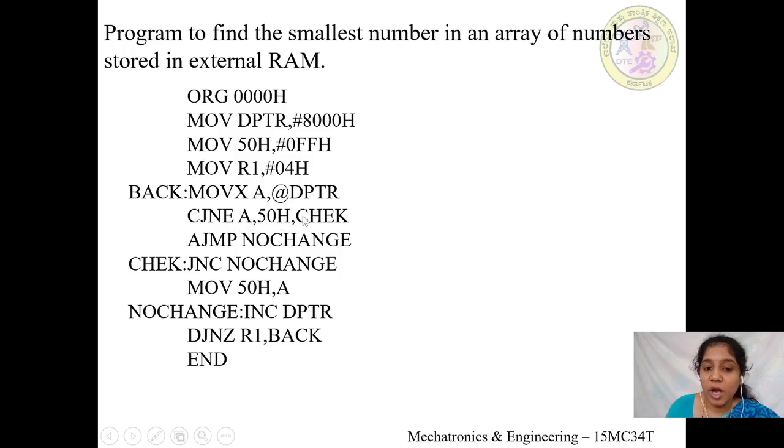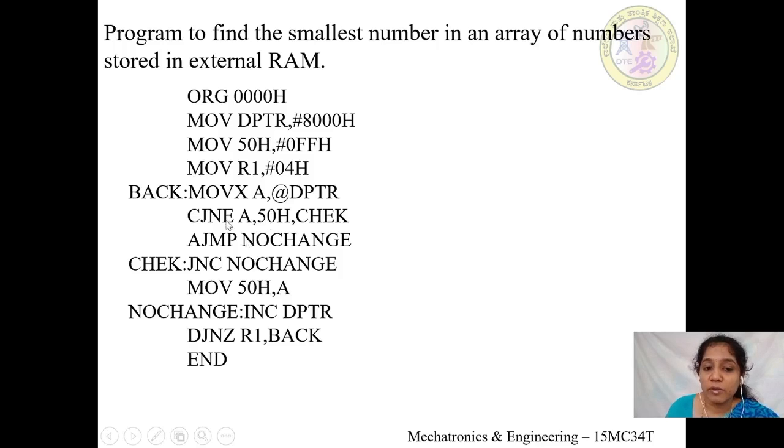So when they are not equal, then it goes to check. If they are equal, what is the use is that we don't need to exchange. If both the locations have the same data, that is accumulator is also having 5 and 50H contents is also 5, no need to perform exchange. So that is why there is no change. Otherwise we have to exchange the contents based on whether it is a larger or a smaller number.